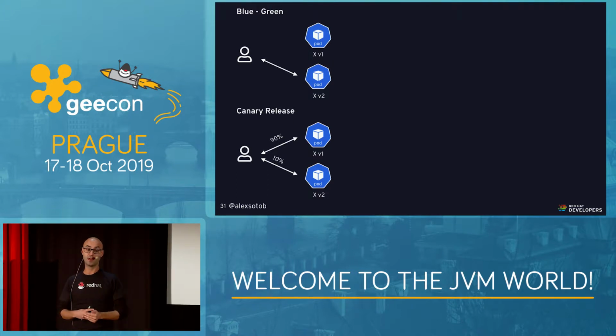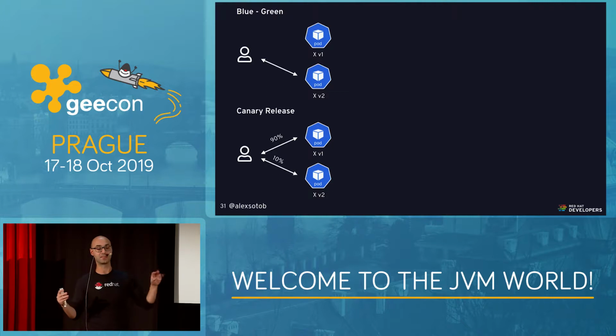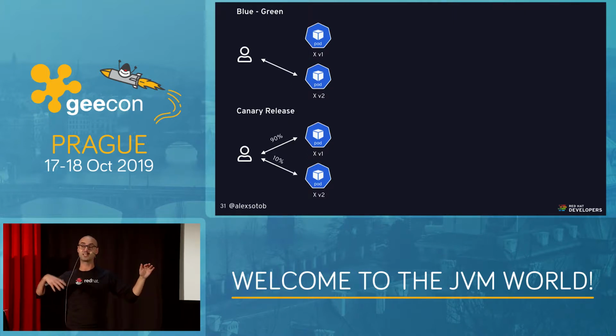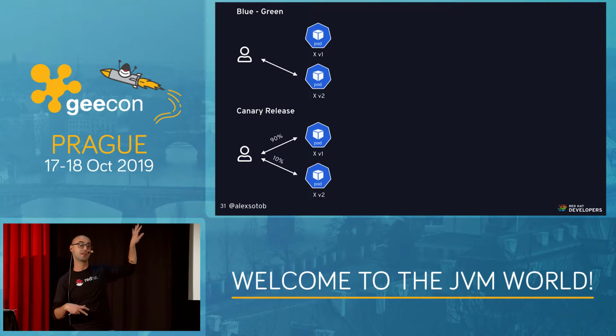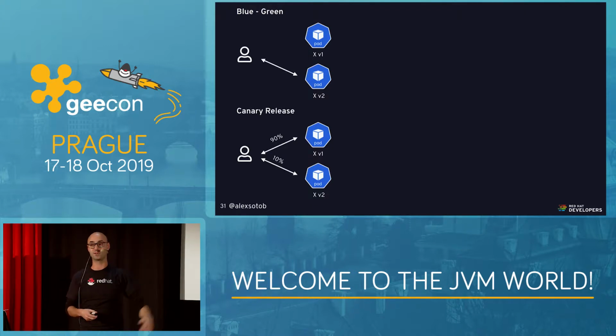Instead of doing an all or nothing release, what you are doing is just sending 90% of the traffic to v1, 10% of the traffic to v2. If we see that the v2 is behaving correctly, then we start increasing this traffic. So you're sending 20%, 25, 50, 70, until you just send all the traffic to this new version.